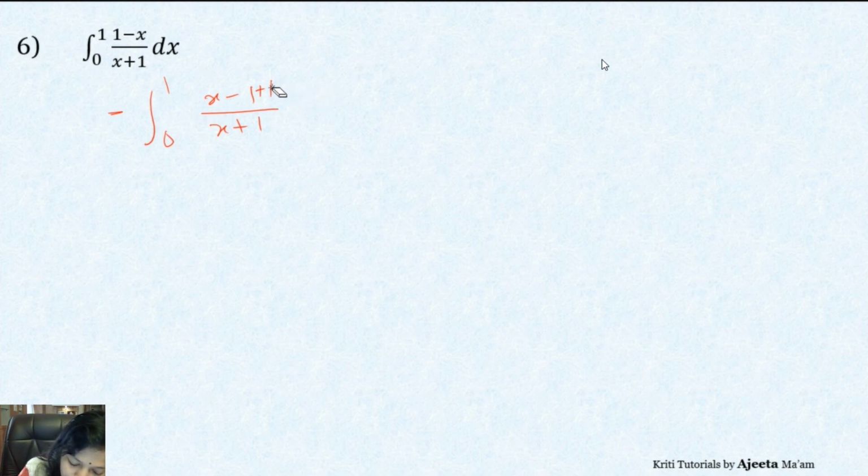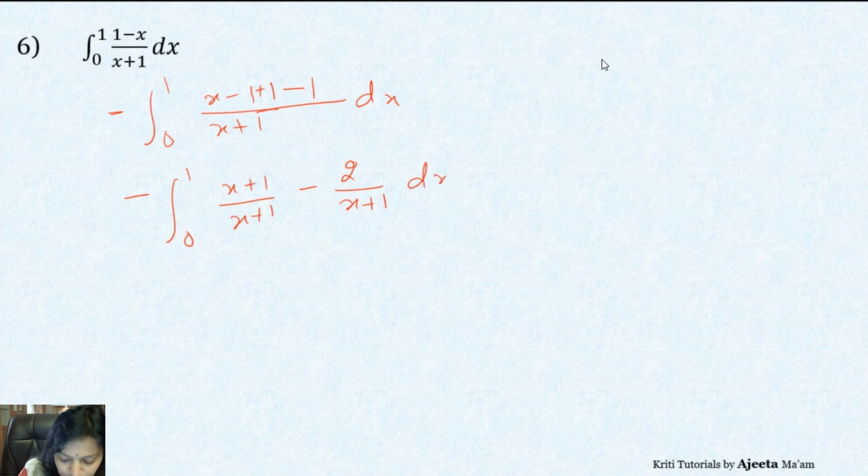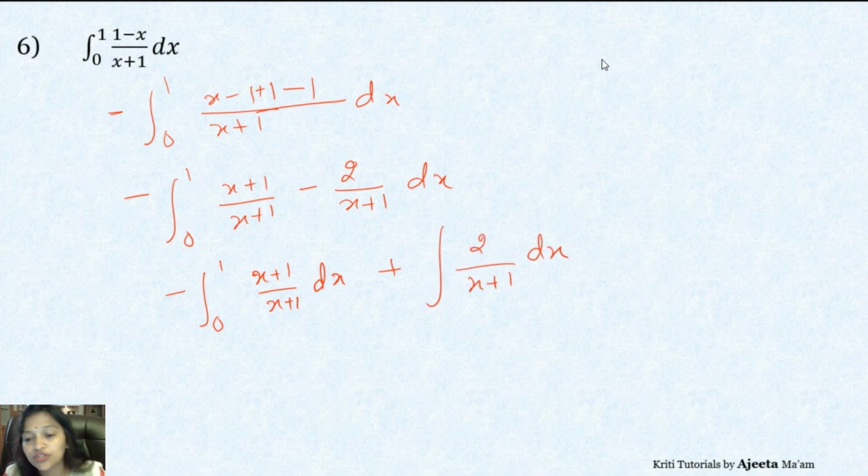Okay, now let's make it. We add and subtract 1. Now from 0 to 1, x plus 1 upon x plus 1 will come as 1, correct. And what will the second one become? Minus 2 upon x plus 1, correct. Now let's separate it out. Keep the minus sign in mind, okay? Minus minus plus, yes. 2 upon x plus 1 dx, right? So this is what you get.